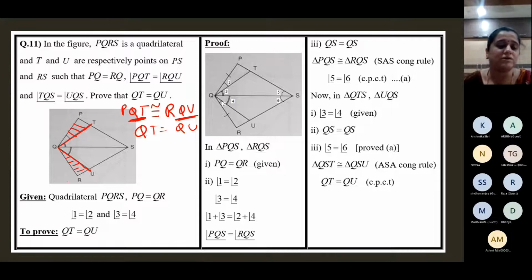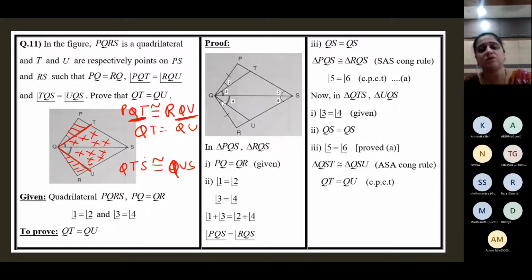We could also take up these two triangles. That is, triangle QTS. You can prove triangle QTS is congruent to QUS. I said QTS, right? So I should say QUS here. QTS, QUS. So you can also take up these two triangles, show that they are congruent, and again, by CPCT, you would get this result, QT is equal to QU.